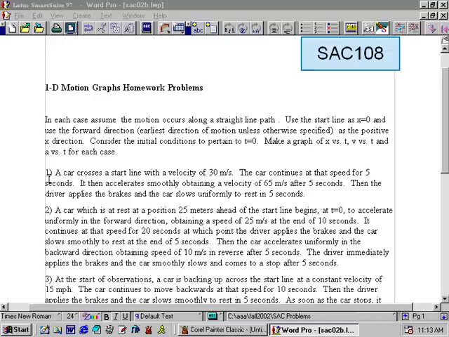Okay, let's do SAC2B number 2. If you haven't already read it, you might want to pause here and go ahead and read it.